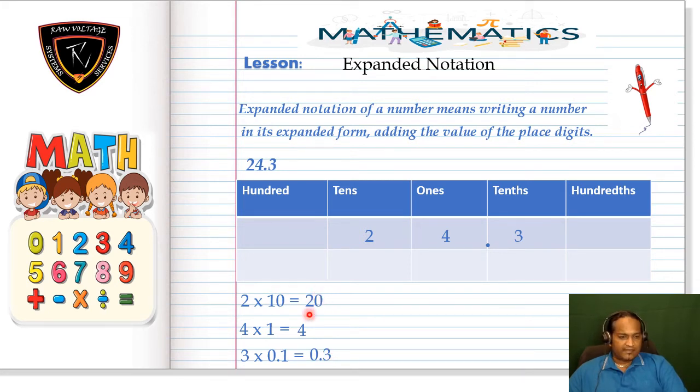Now when we add these together, 20 and 4 is 24, plus 0.3 is equal to 24.3. So we get back the same number, and we know we're on the right track. To write the expanded notation of 24.3, the 2 is in the tens place, so it's 2 multiplied by 10, plus the 4 is in the ones place, so it's 4 multiplied by 1. We have one more digit. The 3 is in the tenths place, and the tenths place is 0.1, so it's 3 multiplied by 0.1. So this is how we do the expanded notation for a decimal number.